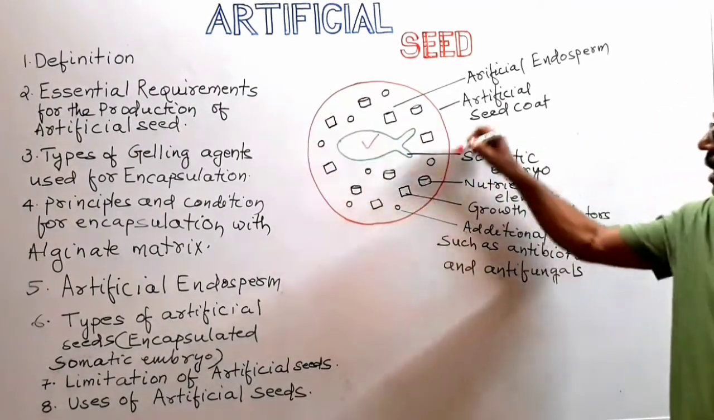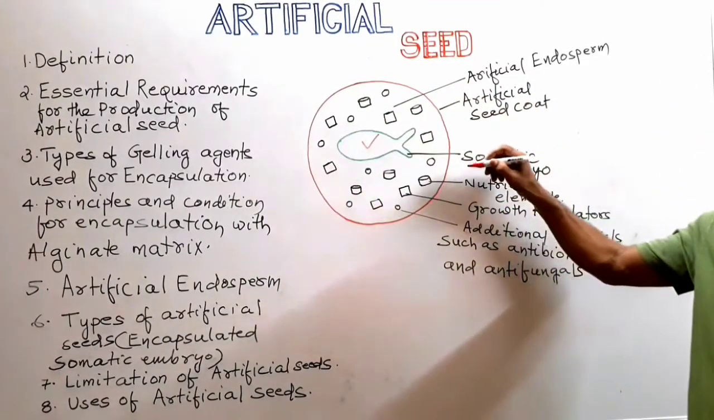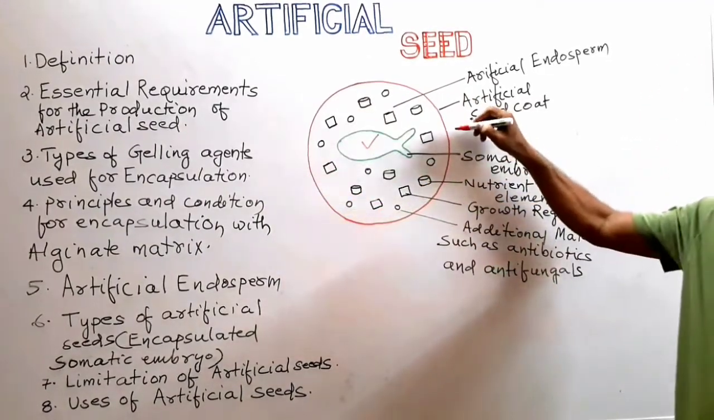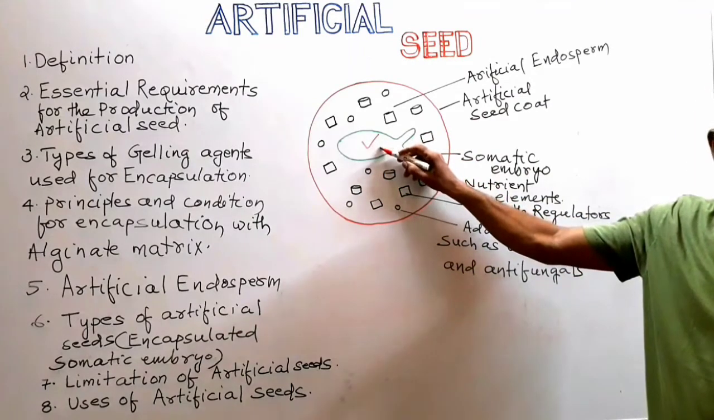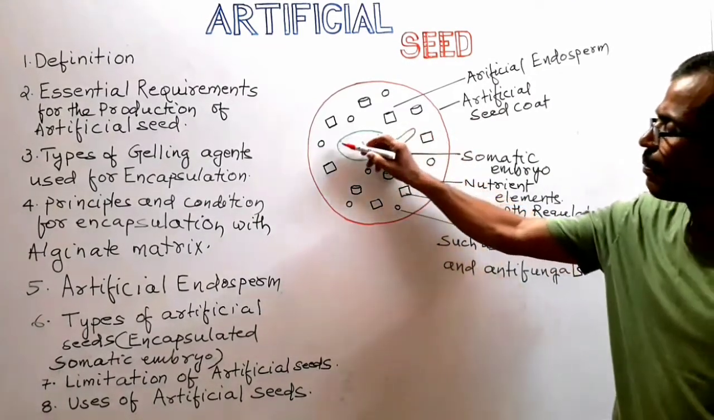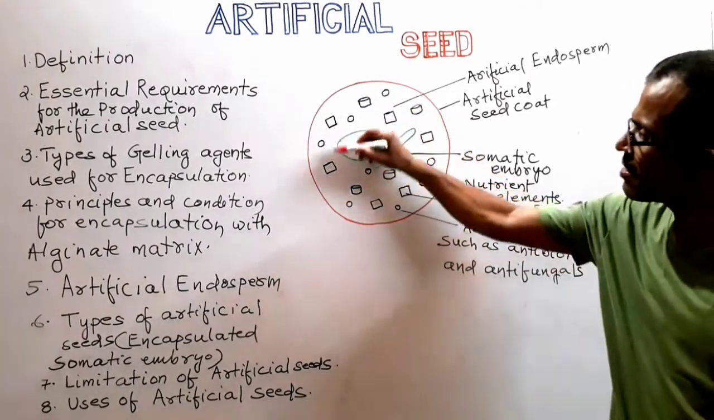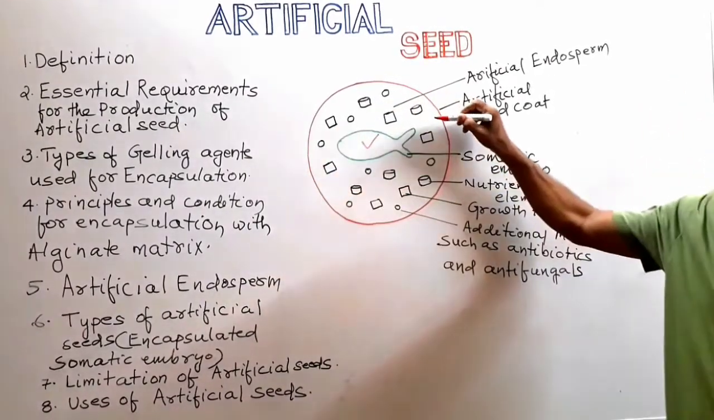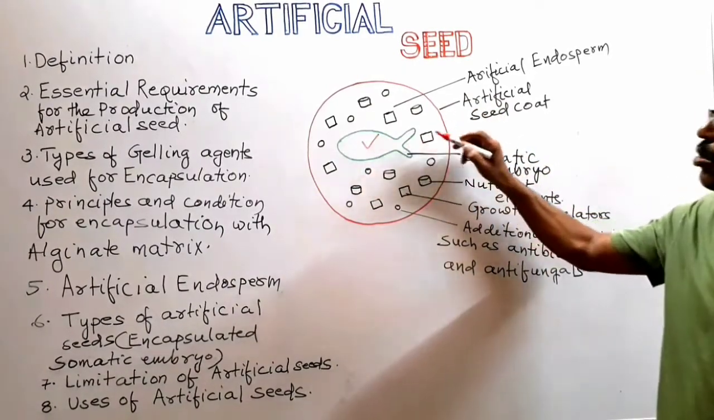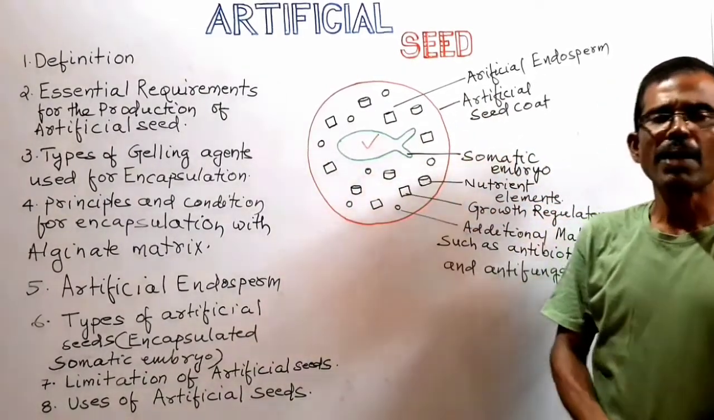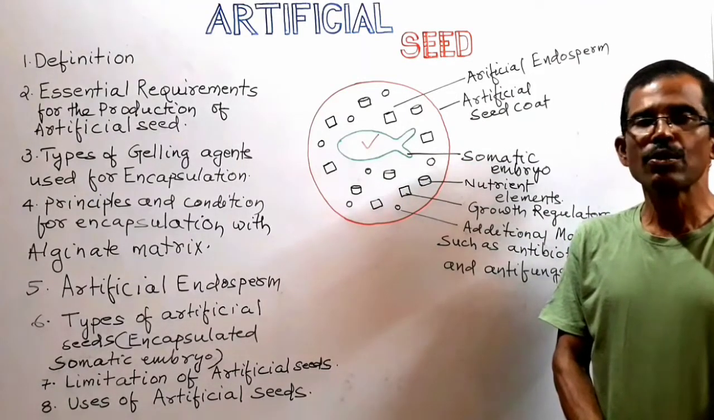This diagram indicates about various components that are included in an artificial seed. This artificial seed has been produced from the somatic embryo. This is the somatic embryo, and somatic embryo is the basic generative component of the artificial seed. And this is the encapsulation matrix. This encapsulation matrix provides protection to the somatic embryo, because somatic embryo don't have seed coat, and also they don't have endosperm.